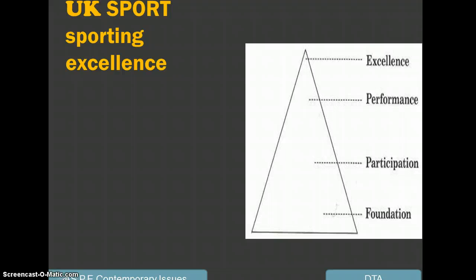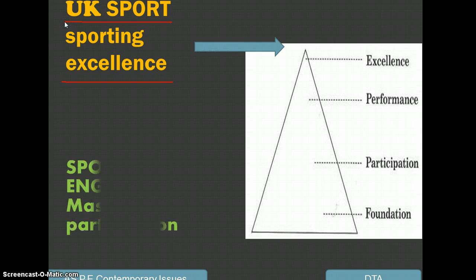Okay, so that's the funding covered. What we're going to look at now are the bottom and the top of the pyramid, and we're going to look at who's in charge and what they actually do to develop each one of the different areas. So we're going to start with UK Sport, and this is about sporting excellence. So clearly that's for the top of the pyramid, and these are the people that we mentioned before.